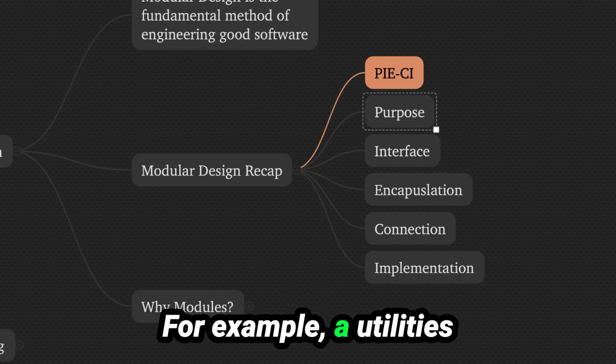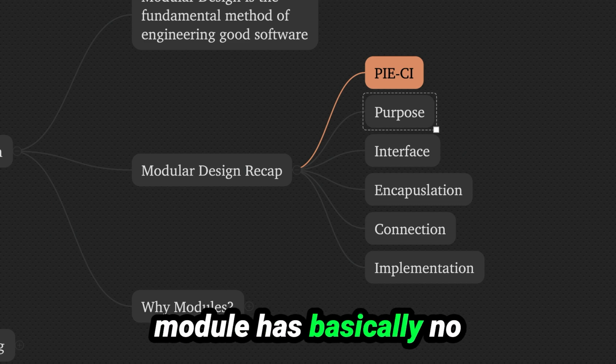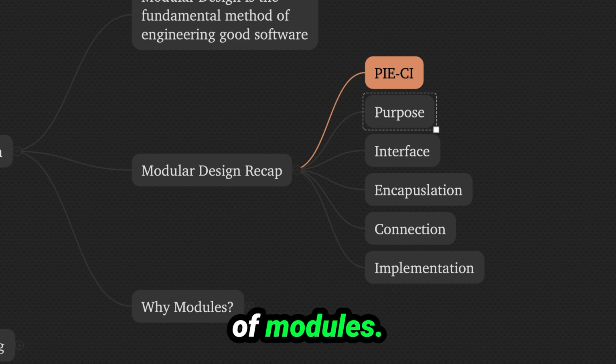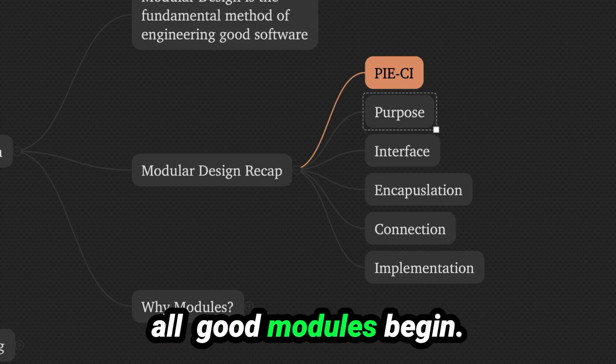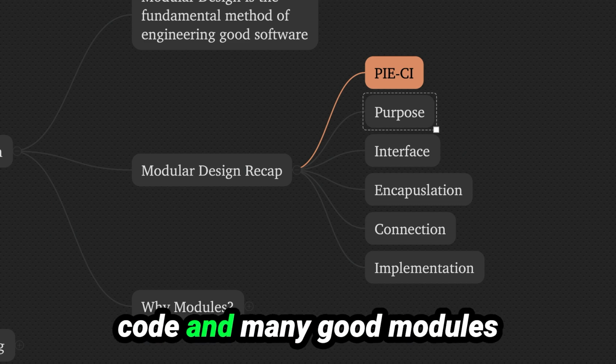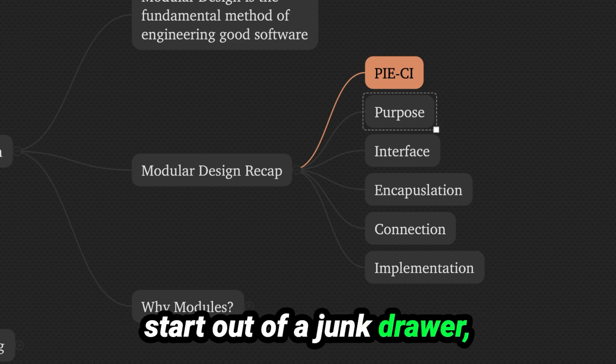For example, a utilities module has basically no purpose other than to put a bunch of things in one place. It's the junk drawer of modules. Saying that, that's also where all good modules begin. Modules don't just come out of nowhere, they grow out of existing code. And many good modules start out of a junk drawer.